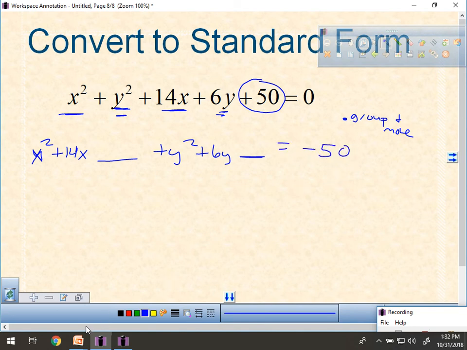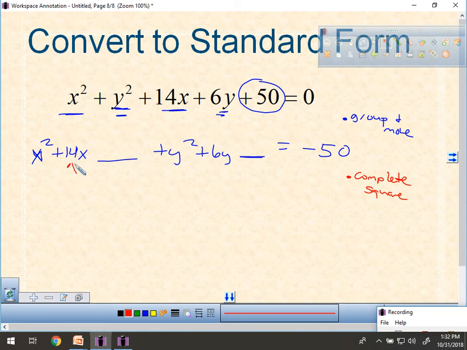That's right. So that's your first step, group and move. The second step is something that we talked about before. It's called completing the square. And it's a really simple process. The reason why I made y'all draw these blanks here is because we're going to fill these blanks in with numbers. Here's how we're going to get those numbers.